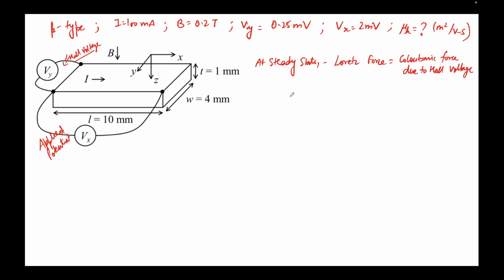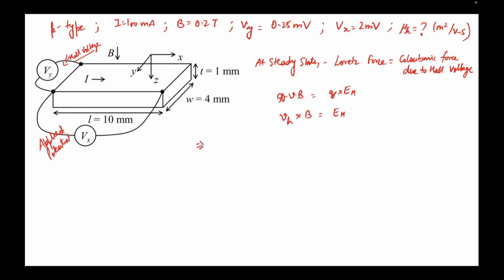So the Lorentz force can be written as Q V B, the magnitude of it. We are only talking about magnitudes because the direction will be opposite, obviously. And the Coulombic force due to Hall voltage would be Q times the electric field due to Hall voltage, which I'm writing as EH. So Q and Q get cancelled. Since there are only holes in the system, we write VH times B equal to EH.